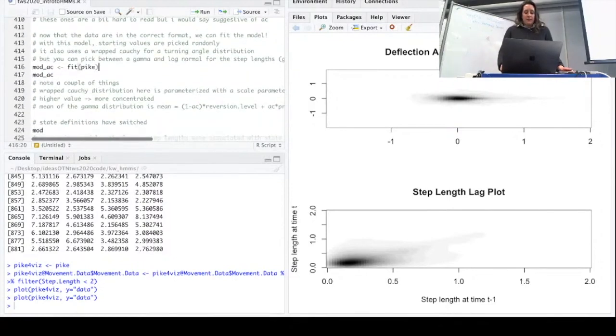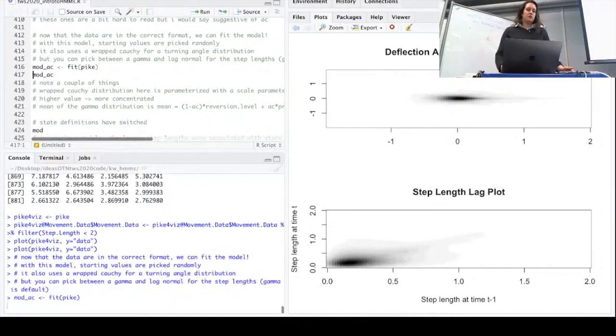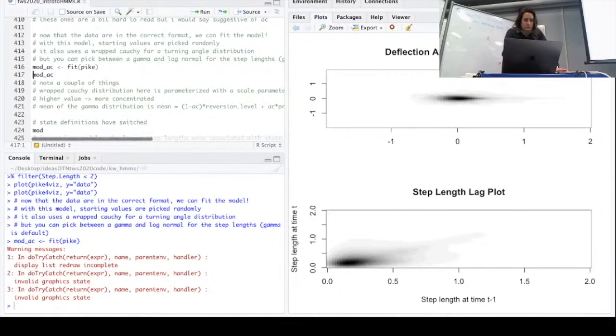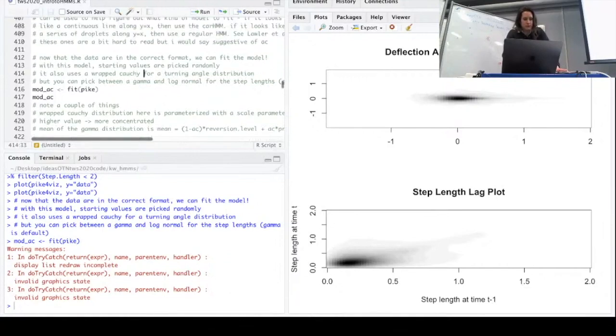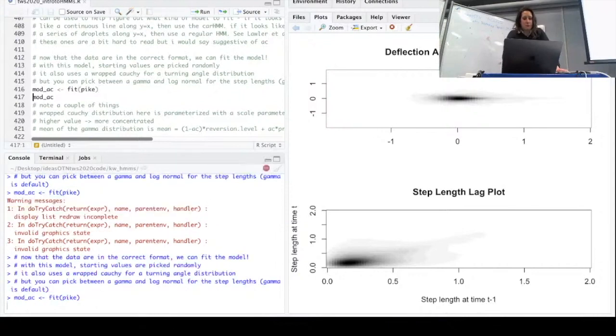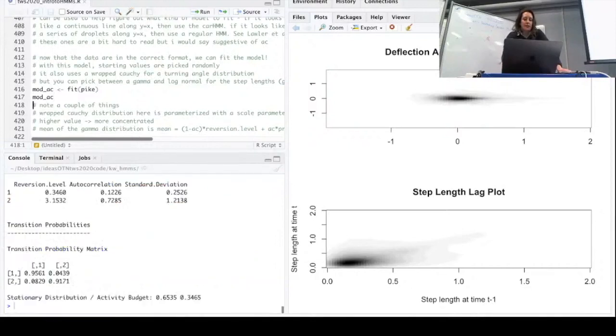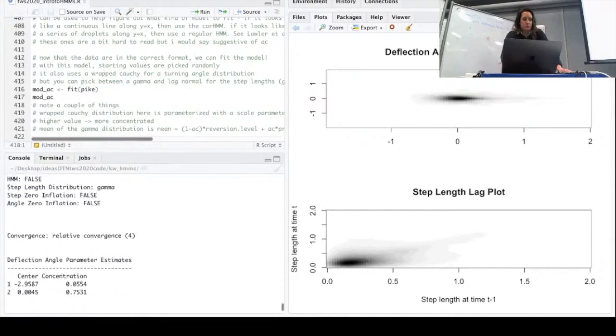In order to fit this model, we just use the fit function, and it randomly selects your starting values. You don't have to worry about that in this one. This one's using TMB too, so we just got a good little intro to that. It's new. I think that's just a plotting thing. Okay, that was just a plotting thing.